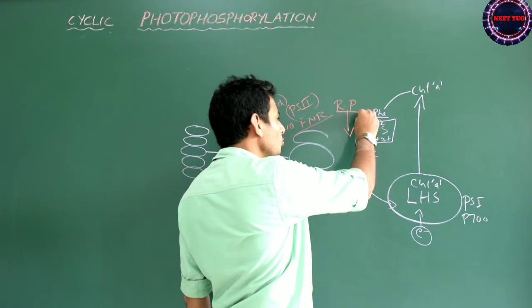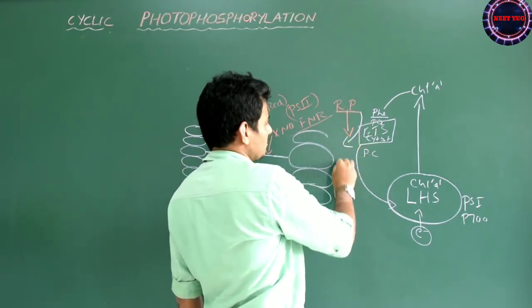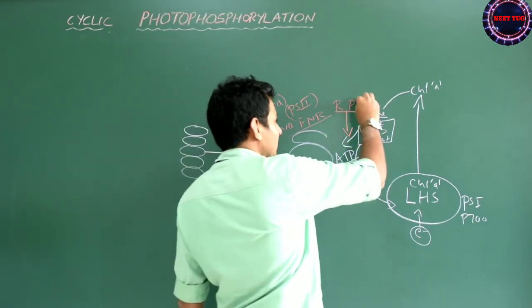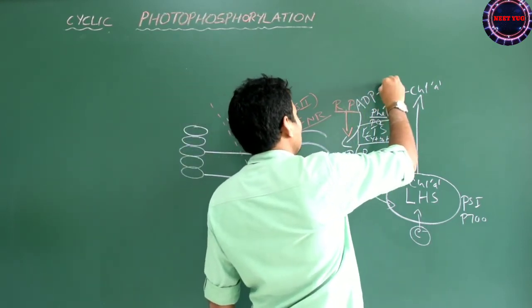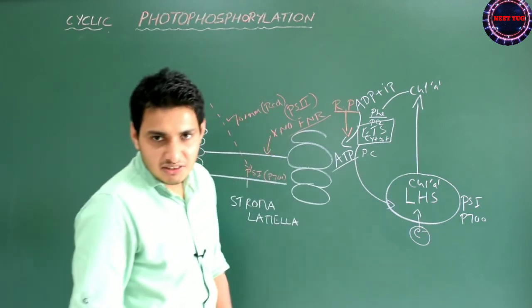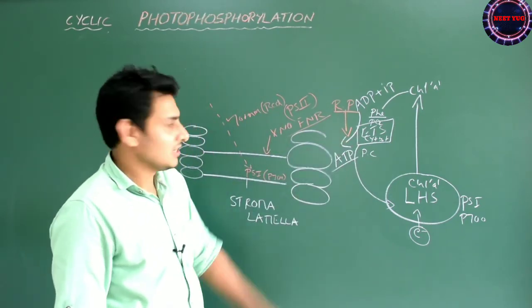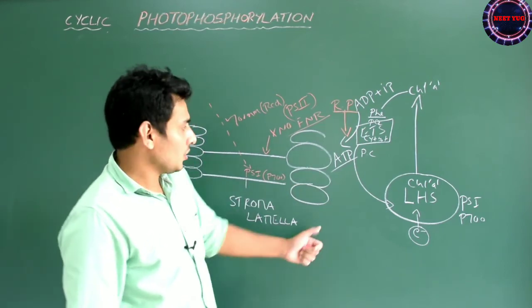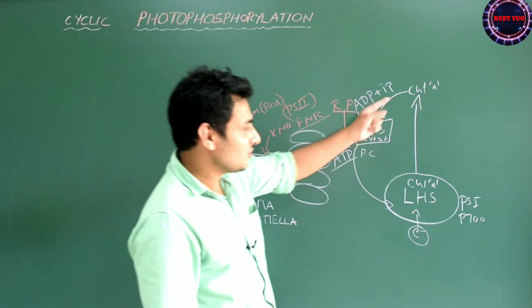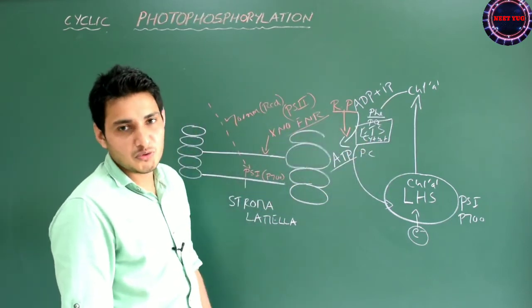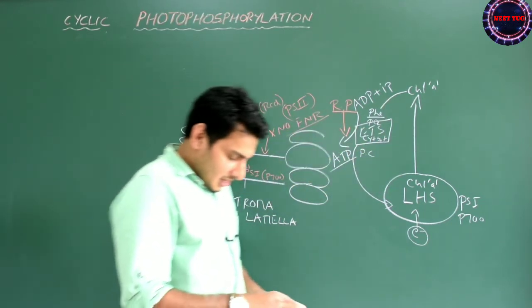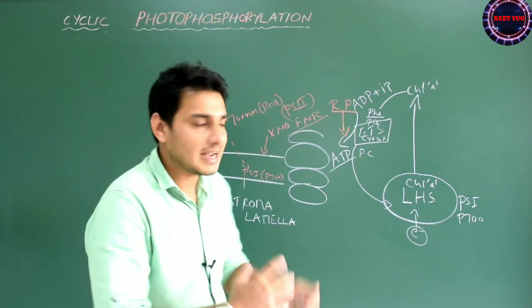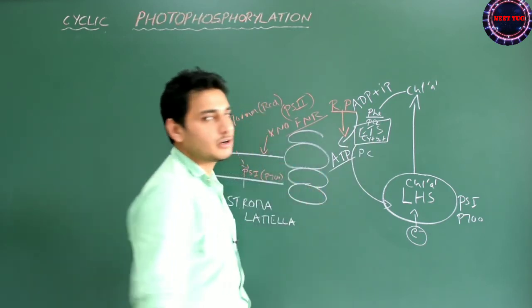When the electrons move through the ETS, what is produced? ATP is synthesized, that is phosphorylation. Got it? Okay, so using ADP and inorganic phosphate, ATP is synthesized here in the ETS. This production of ATP can be explained by chemiosmosis, which we'll discuss later. So this is all about cyclic photophosphorylation. Hope you understood this session. In our next session, I'm going to discuss chemiosmosis, how exactly ATP is synthesized within the electron transport system.